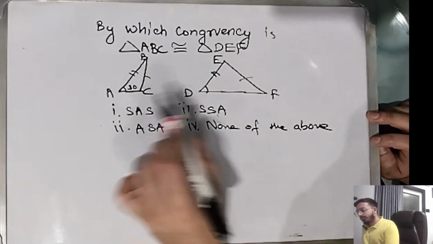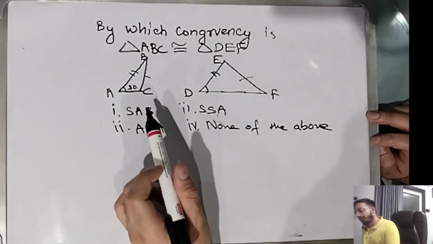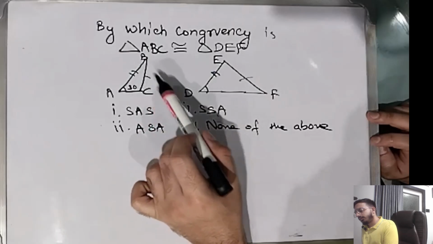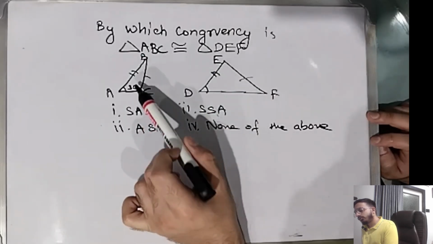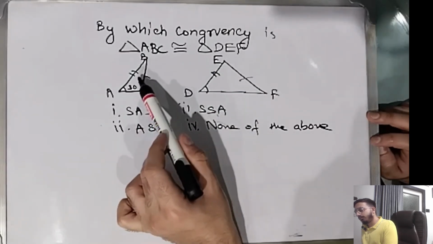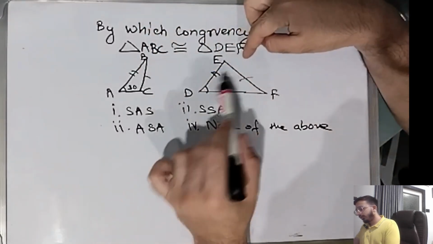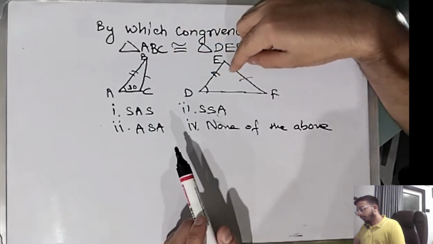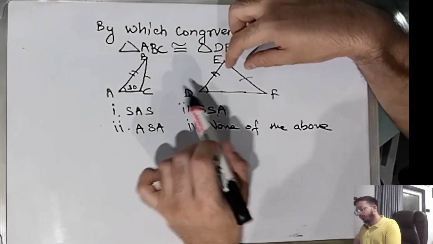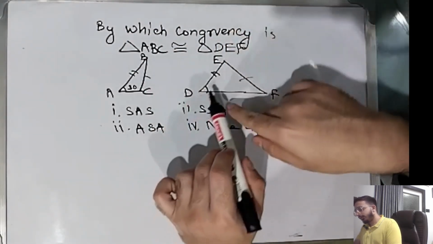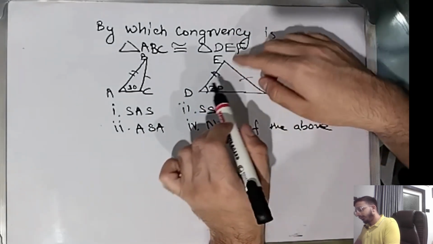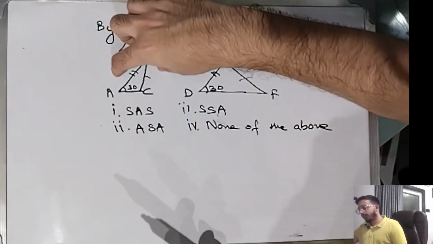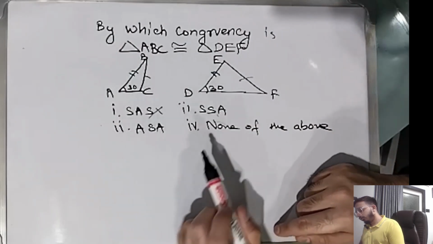Let's check each of the conditions one by one. Side angle side. Now this is definitely not true, because side angle side should have the angle between the two equal sides, right? So the angle between the two sides which are equal is not equal. The included angle is not equal. This angle is outside of both these equal sides. So this is definitely not true.